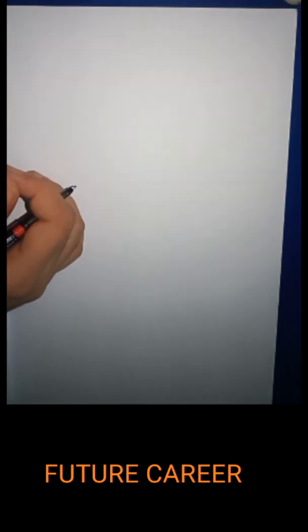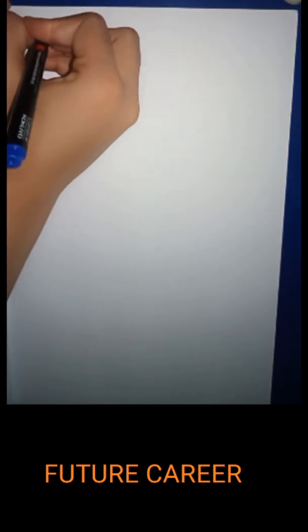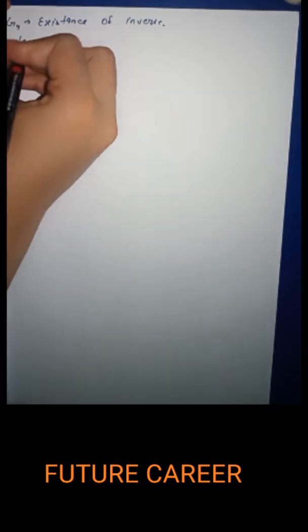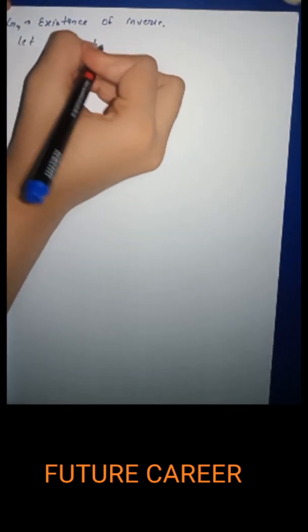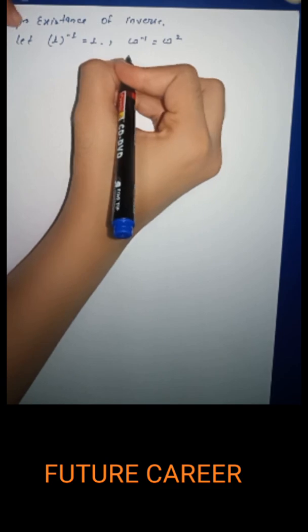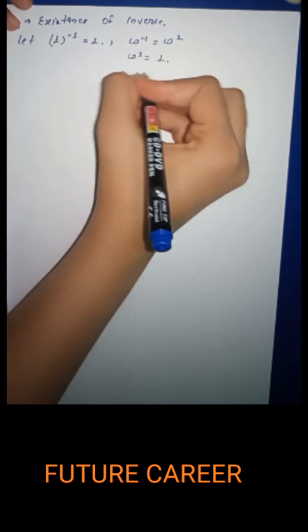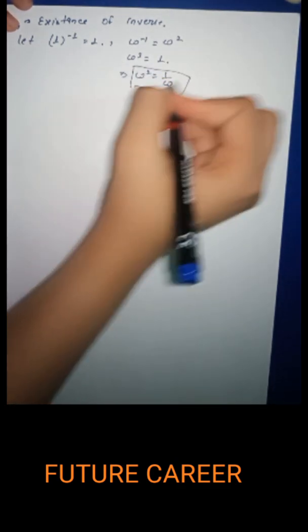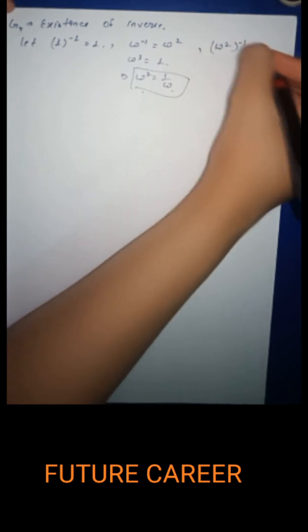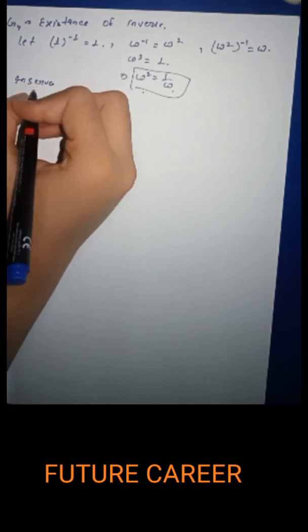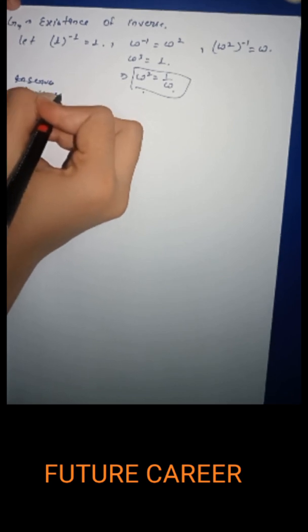Now the fourth property, existence of inverse. Let 1 inverse equal 1. Now omega inverse equals omega square, because we know that omega cube equals 1, or omega square equals 1 upon omega. So omega square equals omega inverse. Omega square inverse equals omega. So inverse is satisfied.